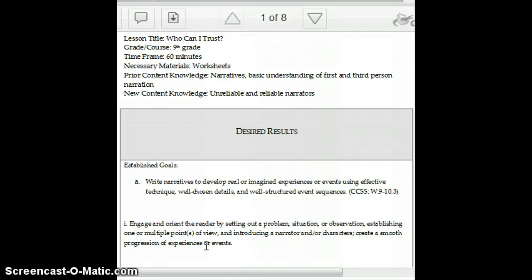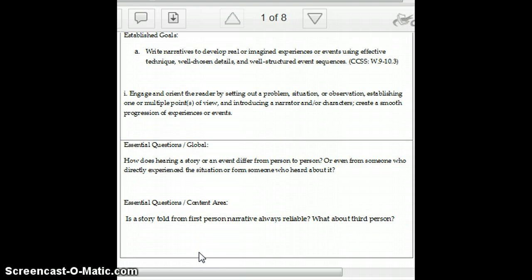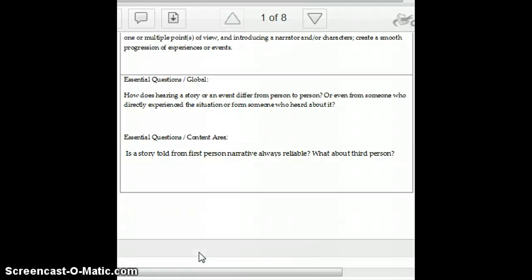All right, so I like your lesson title, and you chose a good writing standard, writing narratives to develop real or imagined experiences. I like that you dug down through the writing standard into the evidence outcome to engage and orient the reader by setting out problem, situation, etc. I love your essential question, and I really love that you brought your essential question into your lesson plan. That's something I've been harping about, and clearly you've been listening.